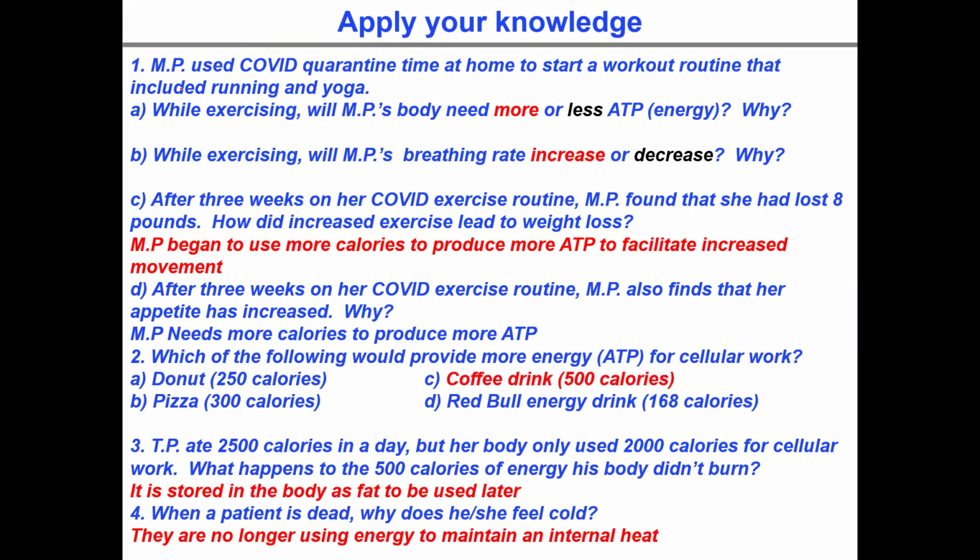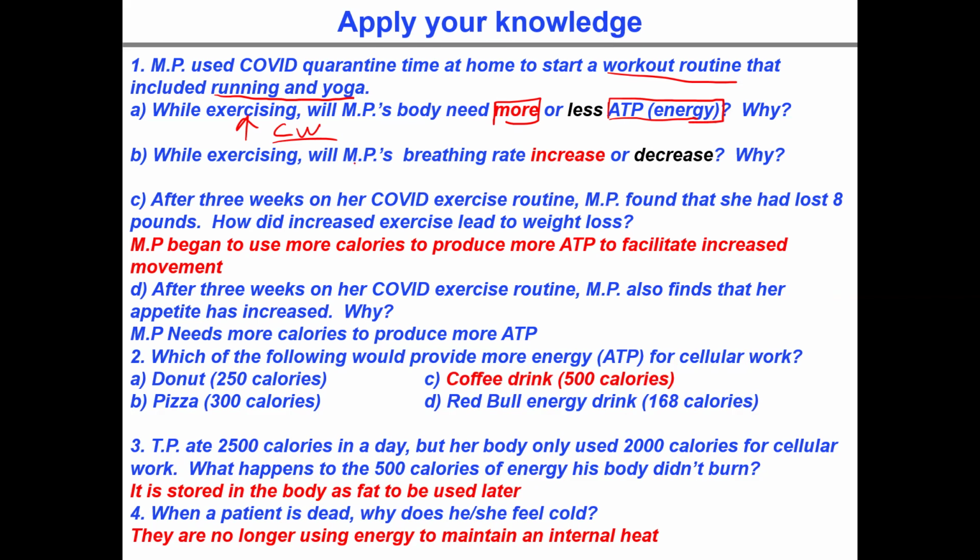So in this case, we have a person during COVID, they decided to start a workout routine. And in this workout routine, they started to run and do yoga. So in this case, while they're exercising, the body is going to need more ATP energy. And the reason why they're going to need more energy is because we're increasing our cellular work or cellular processes. Because again, we're utilizing a lot more energy in order to elicit more movement. And because of that, we need an increased amount of ATP.